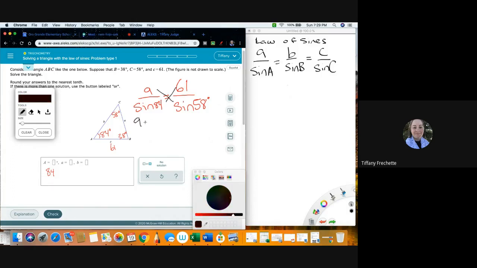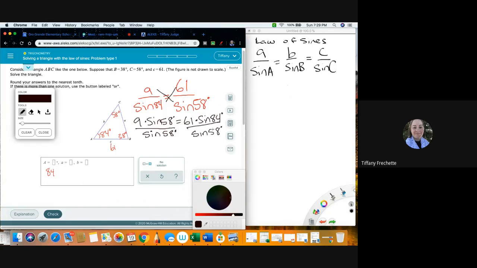We have A times sine of 58 equals 61 times the sine of 84. And I would wait just a minute before you start getting your calculator out, because it's easier if we do this all at once. So we want to get A by itself. So I'm going to divide by the sine of 58 on both sides.